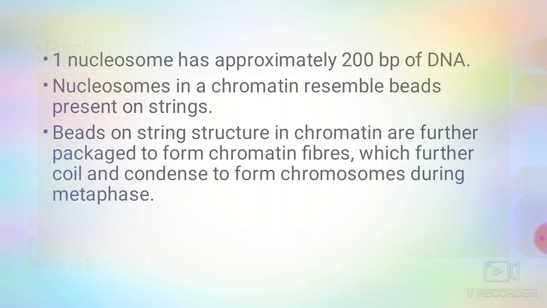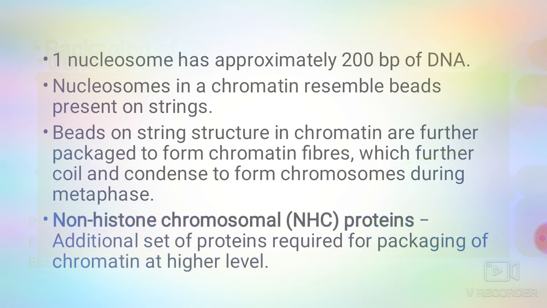These thread-like, stained or colored bodies seen in the nucleus help transfer genetic information from one generation to another. Next, non-histone chromosomal proteins, the NHC. These are the additional set of proteins required for packaging of chromatin in higher-level organisms. Next, the types of chromatin.